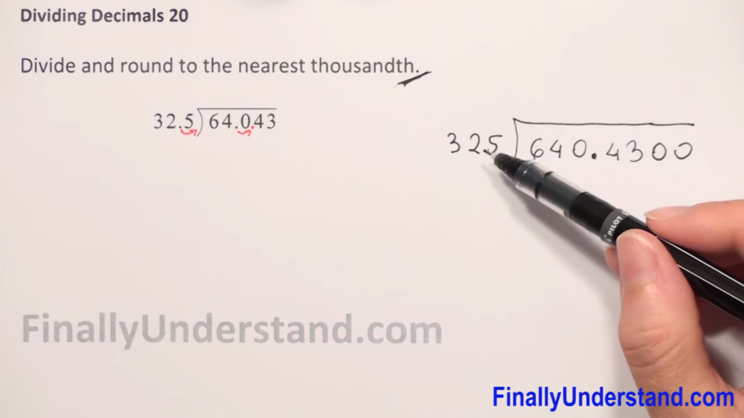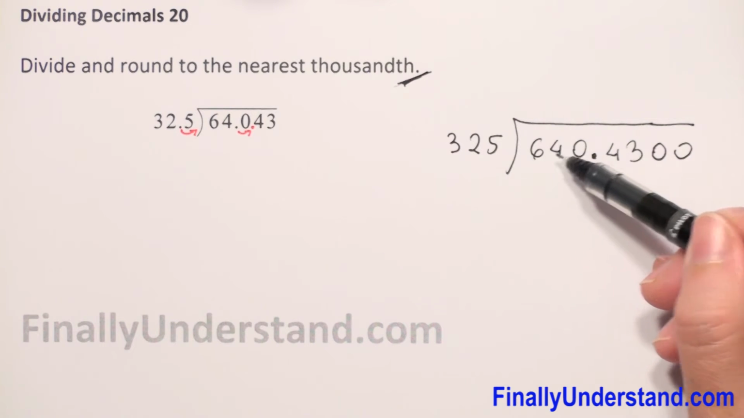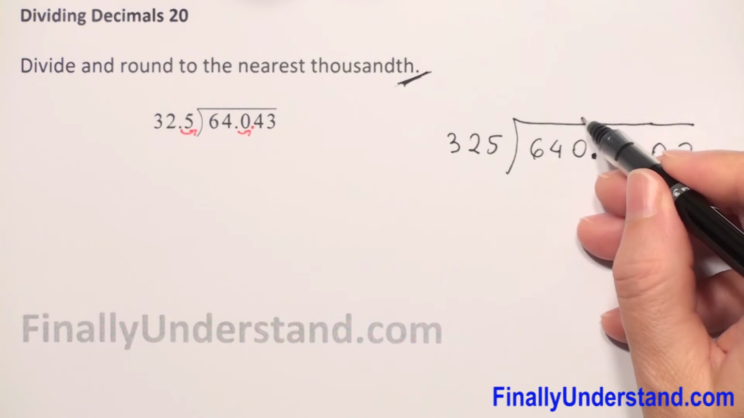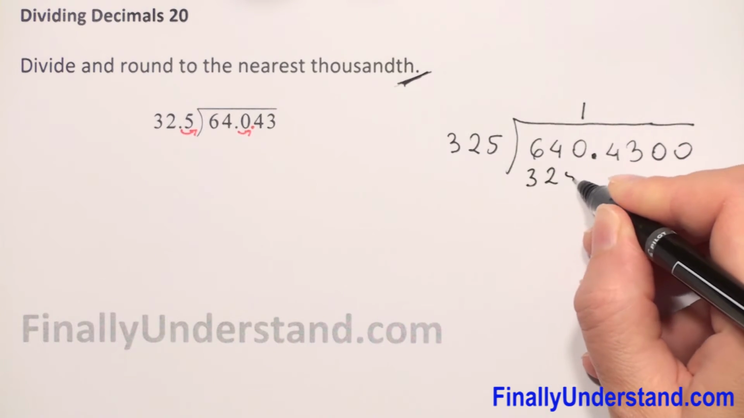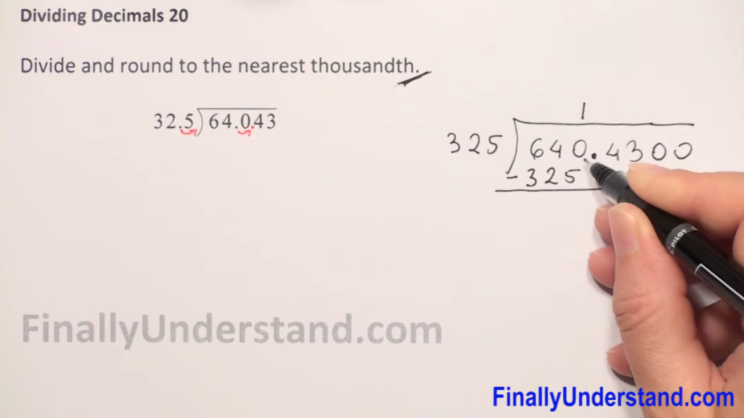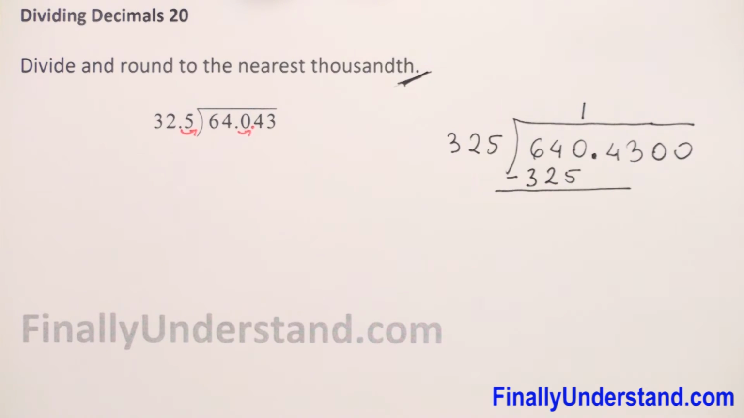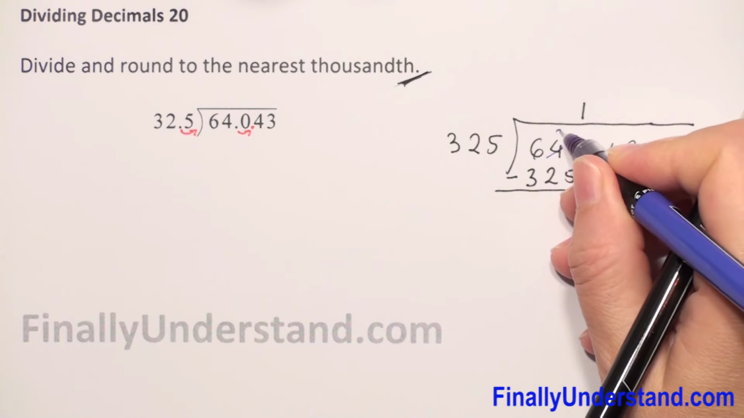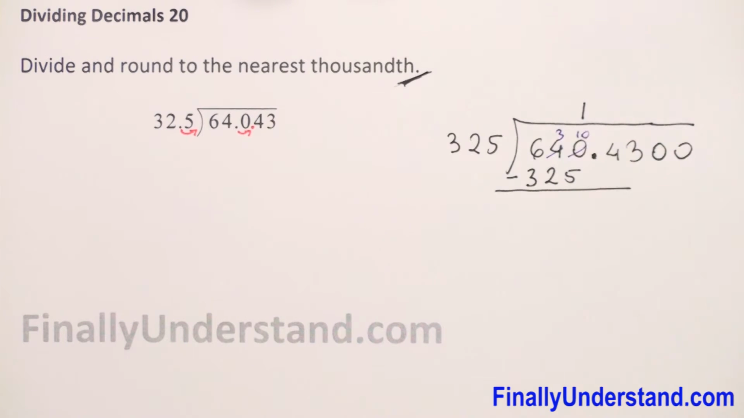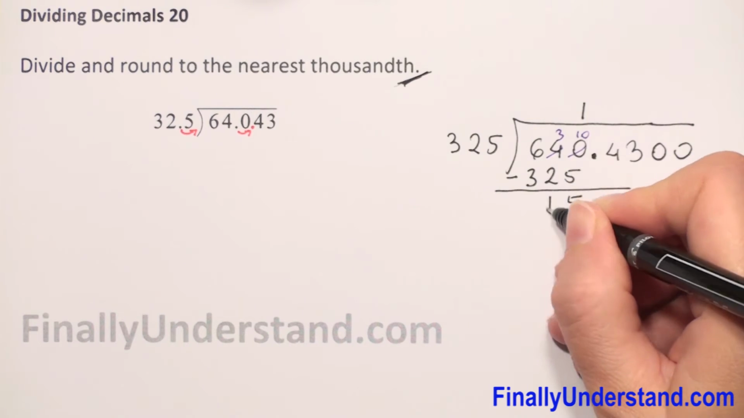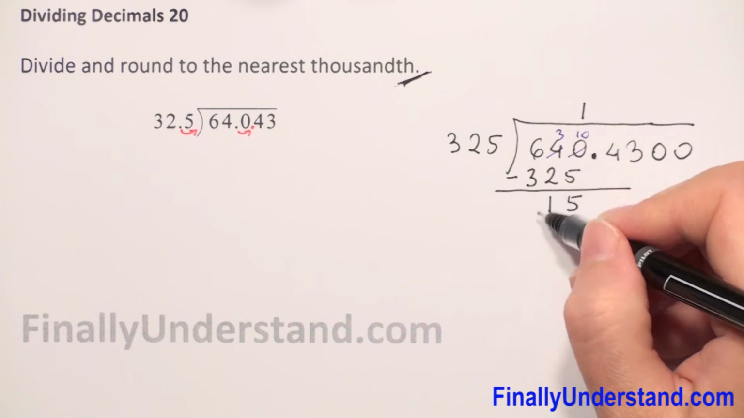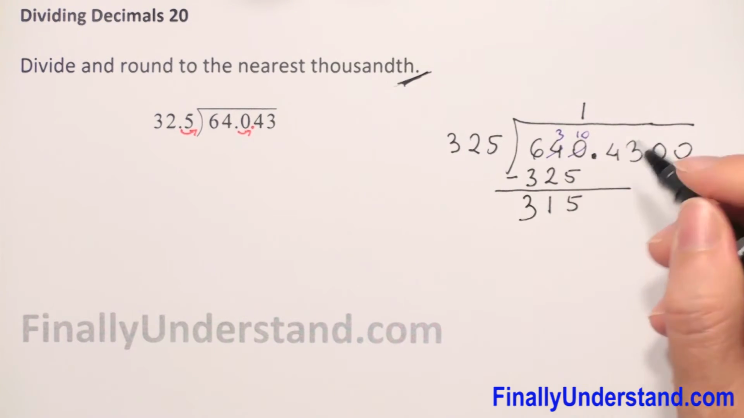How many times does 325 go into 640? 1 time. So we have 1 times 325. Subtraction. 0 minus 5 we cannot do, so we borrow 1 from 4, so it will be 3, and at the end we will have 10. 10 minus 5 is 5, 3 minus 2 is 1, 6 minus 3 is 3.